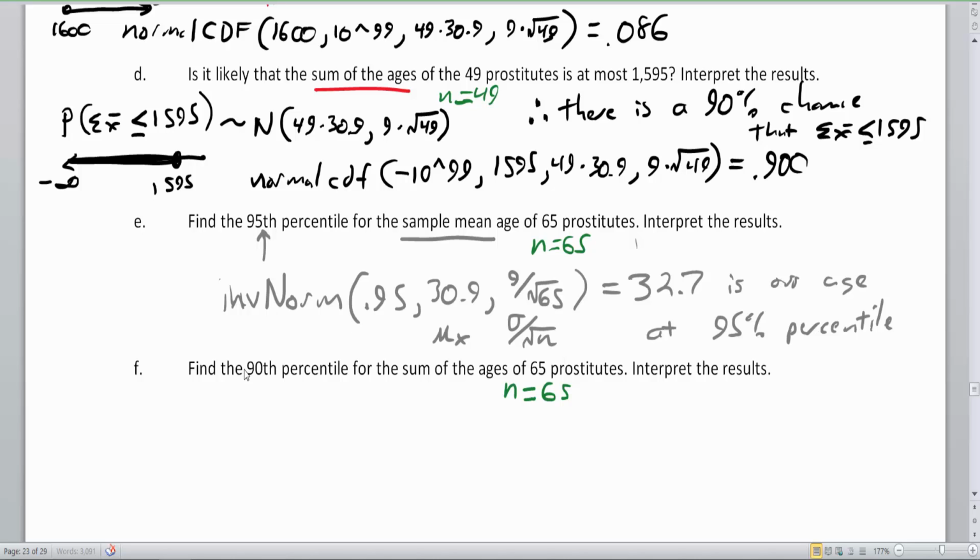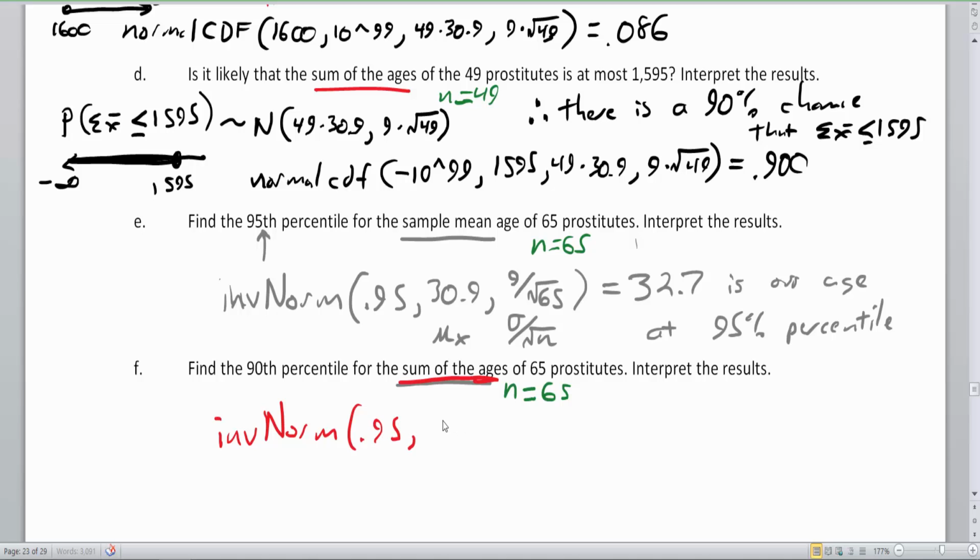Now, it wants to find the 90th percentile for the sum of the ages. So we want to find this here. And what this asks us to do is, if we added up the ages of 65 people, what would that total threshold be for the 90th percentile? So this is another inverse norm. In this case, we want the 0.95.